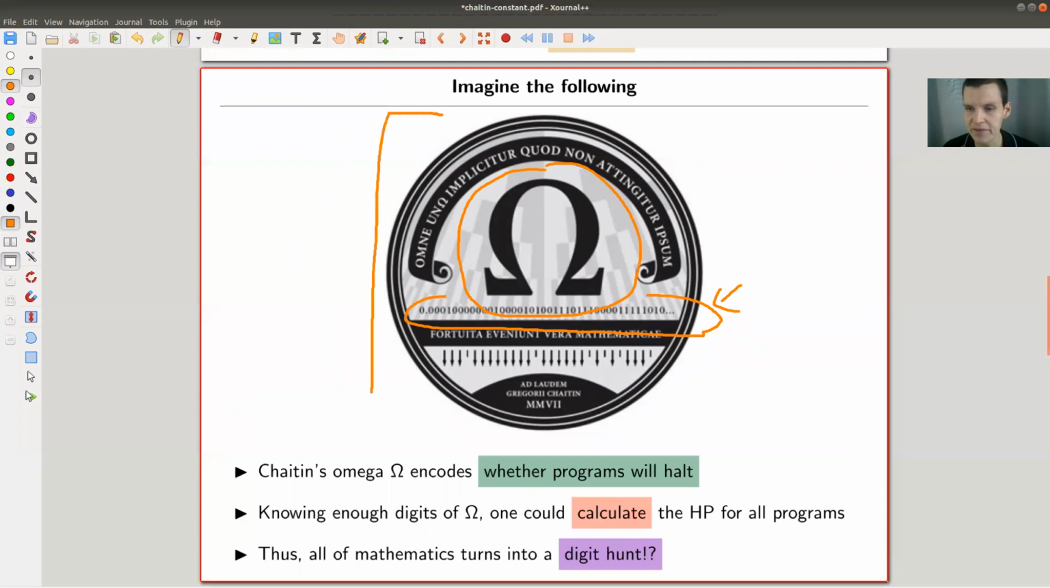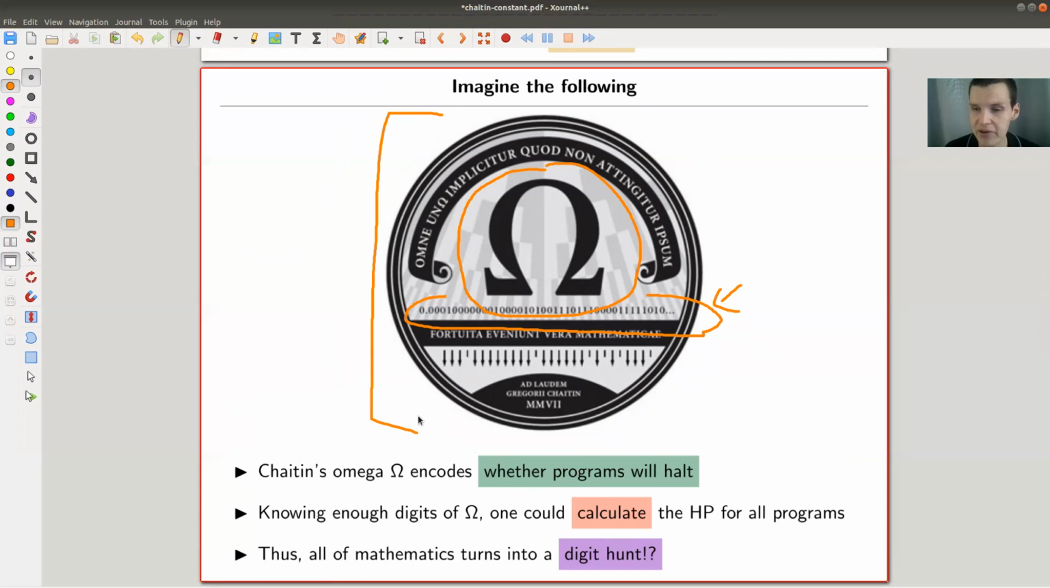The link to the story is in the description, but Chaitin got it as a present for his birthday. I just forgot which birthday it is. And usually you don't get a medal with your own results on it. So this should tell you a little bit that this was a really cool and important observation or definition, if you want. I will show that on the next slide.